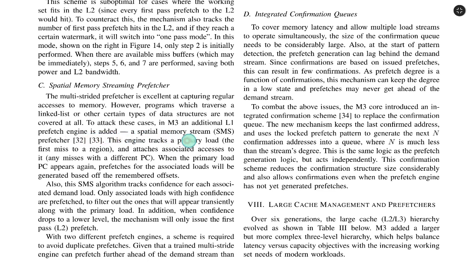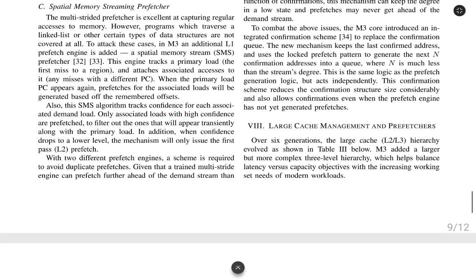This engine tracks the primary load, the first miss to a region, and associates accesses and misses with different PCs. When a primary load PC appears again, the prefetches for associated loads will be generated based off the remembered offset. Also, this SMS algorithm tracks confidence for each associated demand load, and only associated loads with high confidence issue prefetches, to filter out the ones that will appear transiently along with the primary load. In addition, when confidence drops to the lowest level, the mechanism will only issue the first pass L2 prefetch.